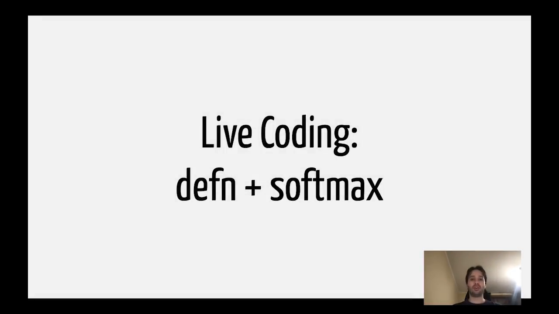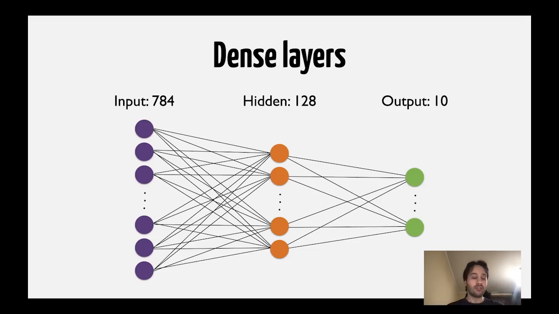All right, so we've learned a little bit about defn and how it works. So let's go back to our neural network, okay? So we know we have 3 layers. We have the input layer, we have the hidden layer, and then we have the output layer.